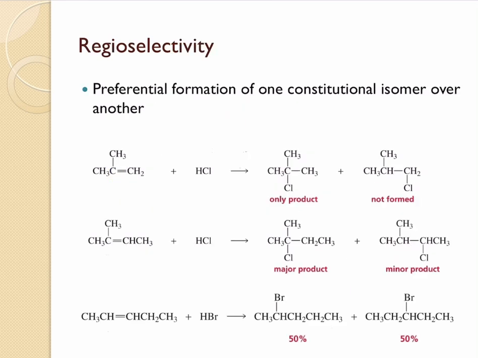Regioselectivity. Here we are going to learn a new term in organic chemistry called regioselectivity. What is a regioselective reaction? A regioselective reaction is a reaction where there is preferential formation of one constitutional isomer over another. A regioselective reaction could be completely regioselective, where there is 100% of one product that is formed, or it could be highly regioselective, where the major product is more than 90%, or it could be moderately regioselective, where one of the products is going to be about 75%, approximately 70%.